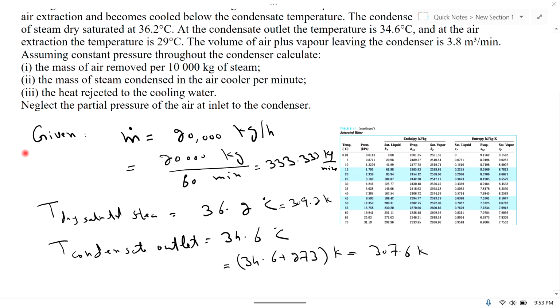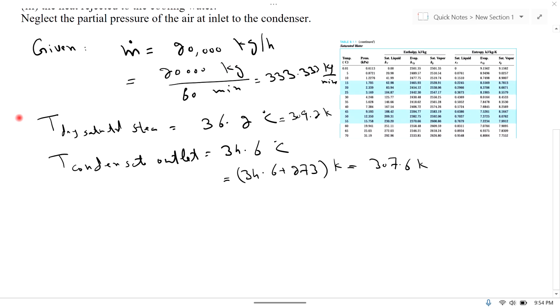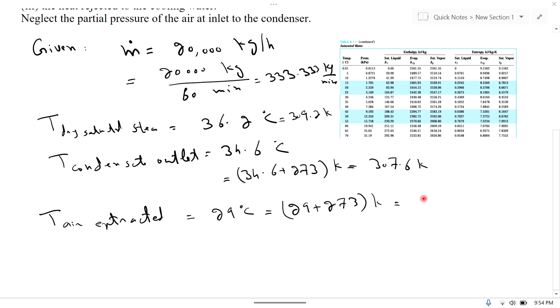And at the air extraction, the temperature is 29 degrees centigrade. Temperature of air extracted is equal to 29 degrees centigrade, which is equal to 29 plus 273 Kelvin, which is equal to 302 Kelvin.